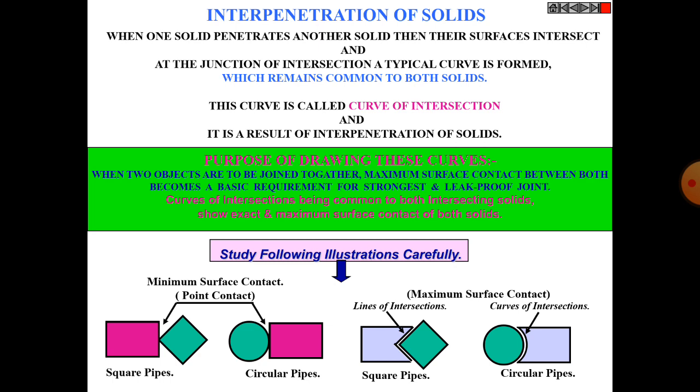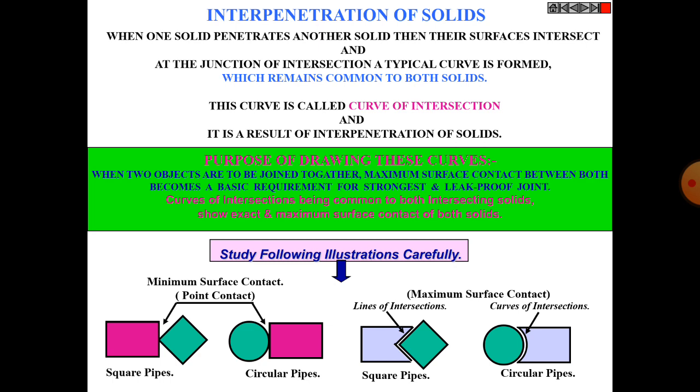So, following are the solids shown in the figure. Study carefully. First is a square pipe. In square pipes, side view is a rectangle and front view is a square. In circular pipes, their point of contact is only one. In circular pipes, side view is a circle and front view is a circle and side view is a rectangle, and contact is line contact.